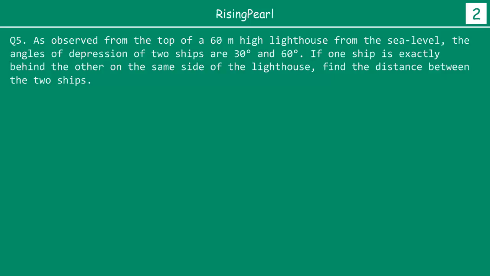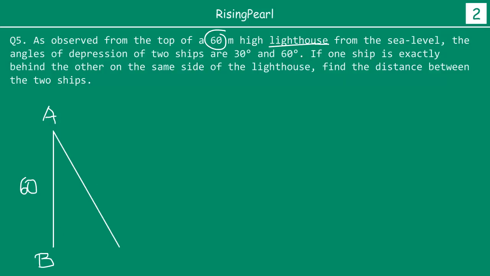So first, we are going to draw a straight line, and we will say this is AB. As you can imagine, this is our lighthouse, and it is given that it is 60 meters. So this length is 60 meters. AB is the lighthouse.